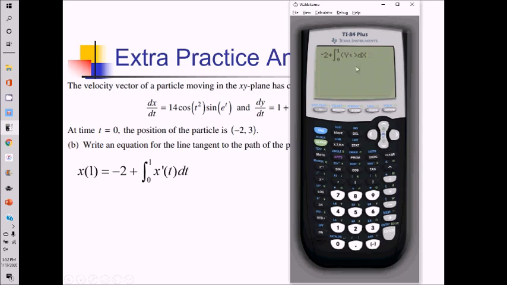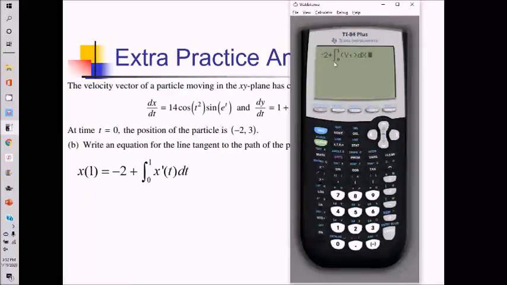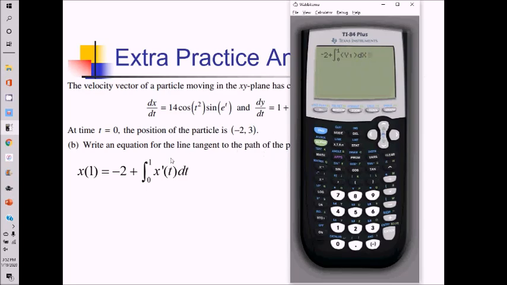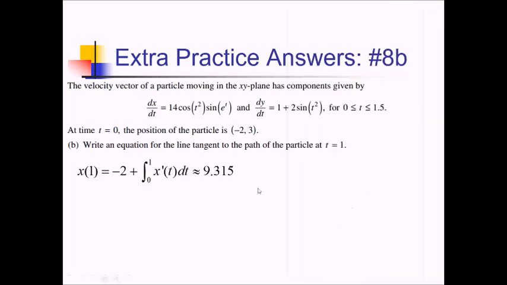So here's what that looks like on the calculator. -2 plus integral from 0 to 1 of y1 dx, because again, y1 is where we stored this x prime. See, it's already coming in handy that we stored it in there. Press enter. That's about 9.315. I just need 3 decimals of accuracy here.